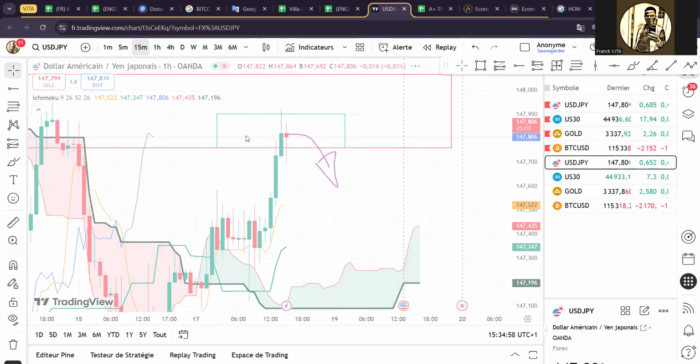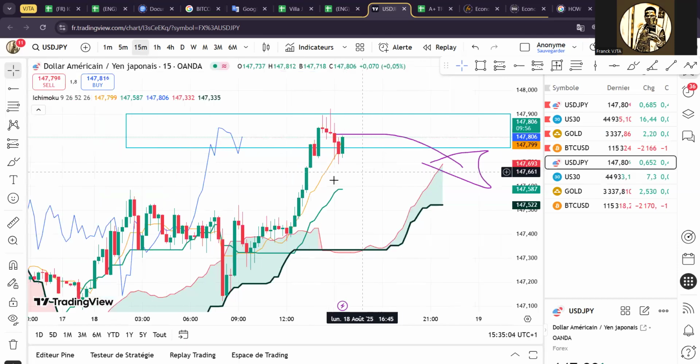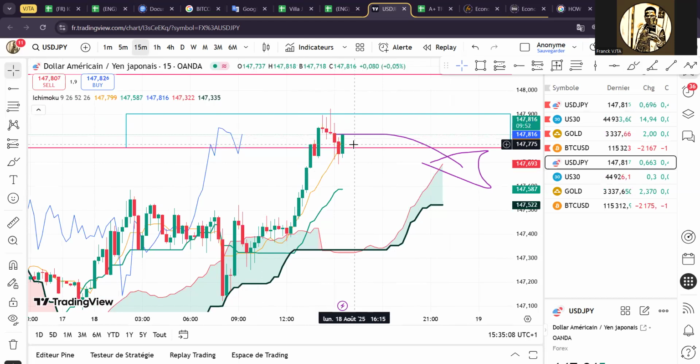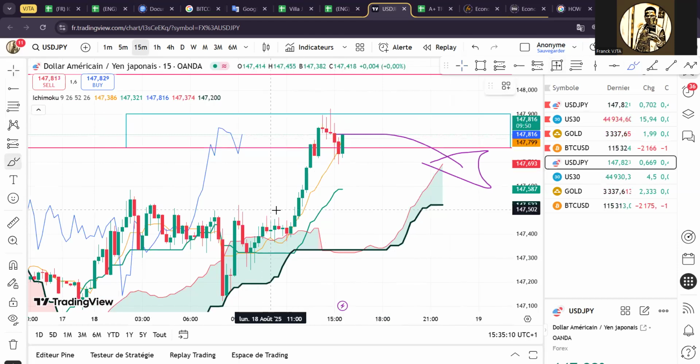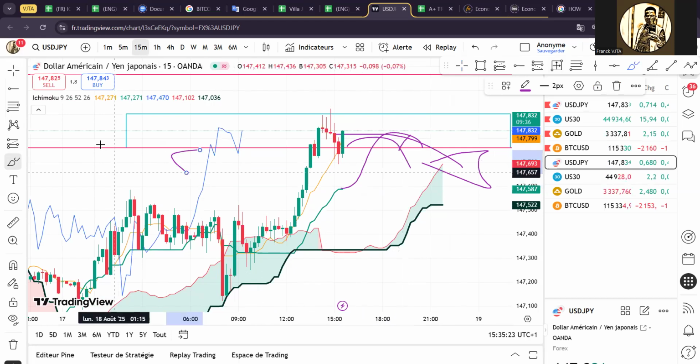But do we already have a sell confirmation? Is it already confirmed that we sell here? Looking at, because this is a reversal, right? Looking at 15 minutes, we don't yet have Tenkan and Kijun crossing down like this. So it is a sell for the instant direction.